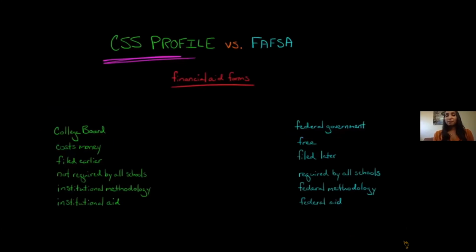Now, the College Board is going to charge you some money to submit the CSS profile. You can get a waiver if your family has low income, but the FAFSA form is free for anybody to apply. The CSS profile is filed earlier, as early as October 1st of the year before you plan to attend college, whereas the FAFSA form is filed later, on January 1st of the year you plan to attend.